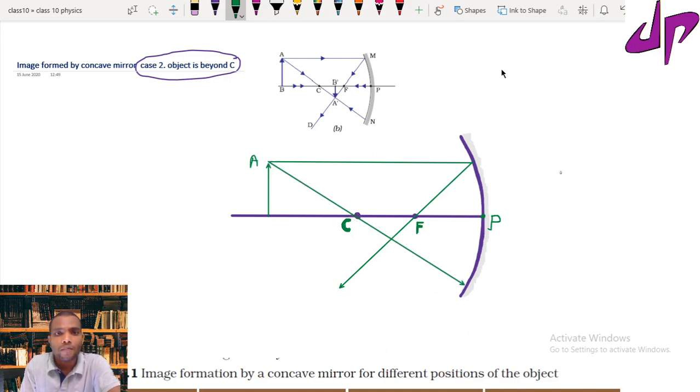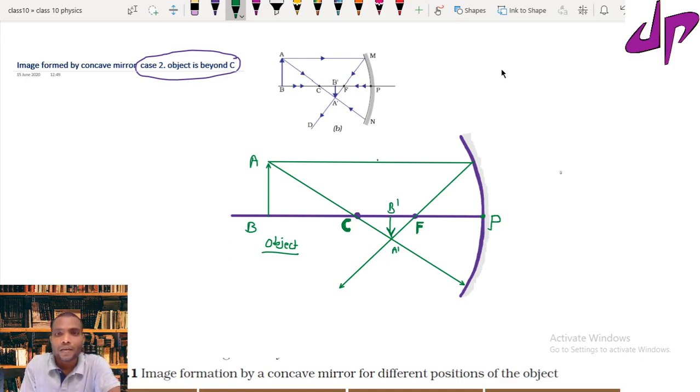Now if AB is the object here, where is the image? The image always forms where the reflected light rays intersect. So this meeting point of the reflected light rays, A dash B dash, is the position of the image.